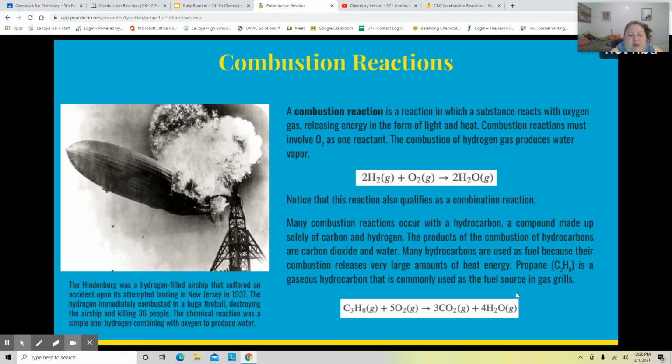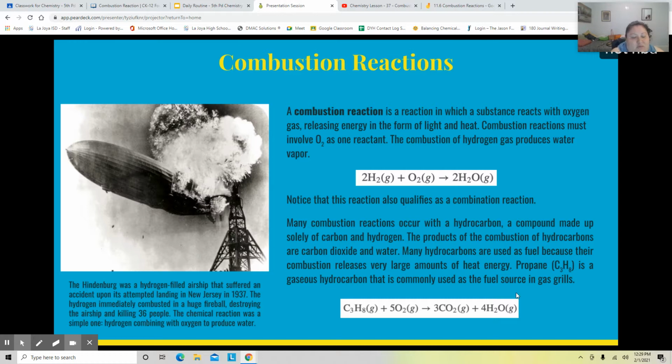It doesn't really tell us why or how, but I'm pretty sure there was some type of electrical source, either from the air, like lightning, or maybe there were some power lines giving off enough heat to ignite the hydrogen inside the aircraft. But what happened was that the hydrogen immediately combusted in a huge fireball, destroying the airship and killing 36 people.